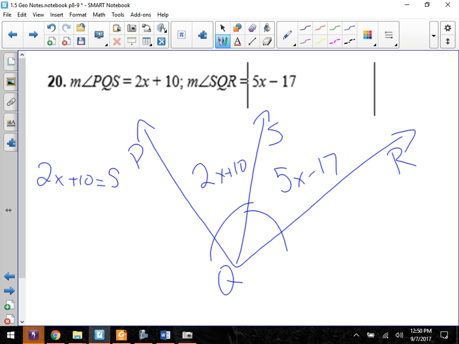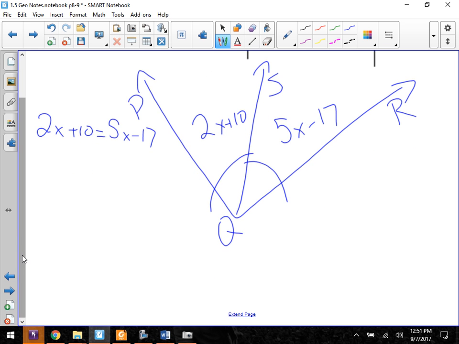Take on the little guy, subtract 2x. Is it okay if I subtract 2x and add 17 at the same time? I'm not going to screw anybody up too much. All right, write it out.